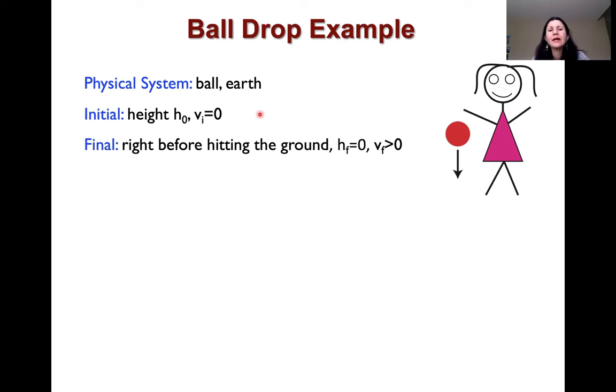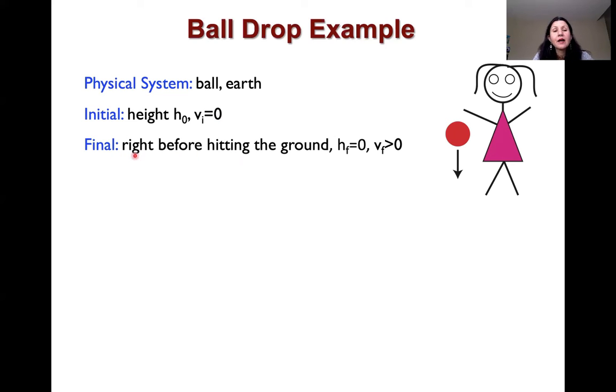Here we have to think about, is there anything else which is interacting with the ball and the earth? You might think, well, this girl is interacting, but you have to think about, is she interacting with the ball during this interval? Remember, our initial state is the moment she lets go of the ball. So she's no longer holding the ball, so she's not exerting any force on it. In this interval, she's no longer interacting with the ball.